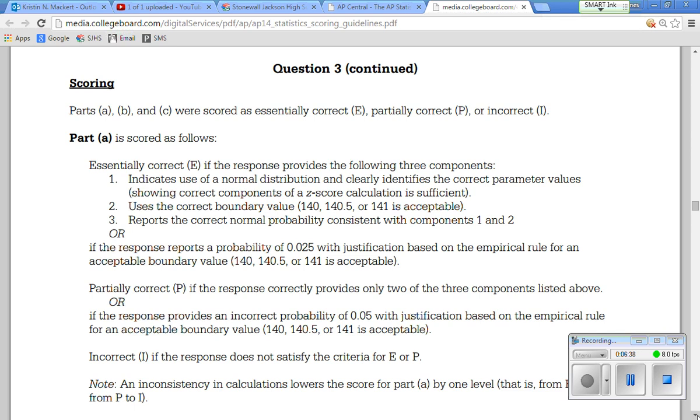So for part A, you had to have 3 different things in order to get an E. It says you indicated the use of a normal distribution and clearly identified the correct parameter values. Showing z-score calculation is sufficient. Now, a question consistently has come up: is the calculator's speak, normal CDF, lower bound, upper bound, mean, standard deviation, enough to verify that? And they've gone back and forth with that. So let's look at the notes and let's make that decision.